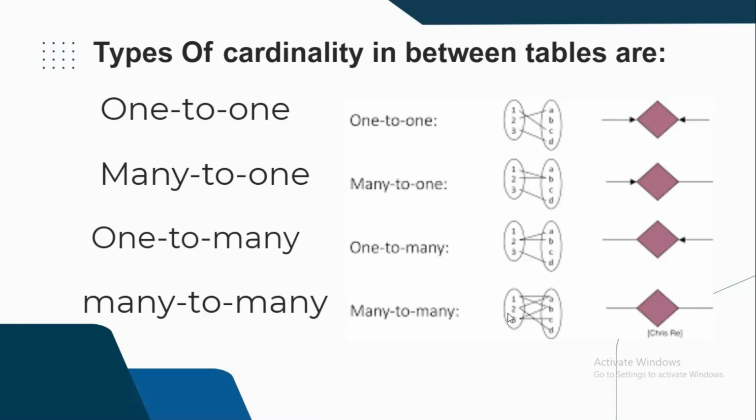This is usually implemented through a junction table or a bridge table to handle the many to many relationship. Understanding cardinality is crucial because it helps us design proper database schemas and maintain data integrity. That's all for today's session on cardinality relationships in SQL. I hope this explanation made the concept clear and simple for you.